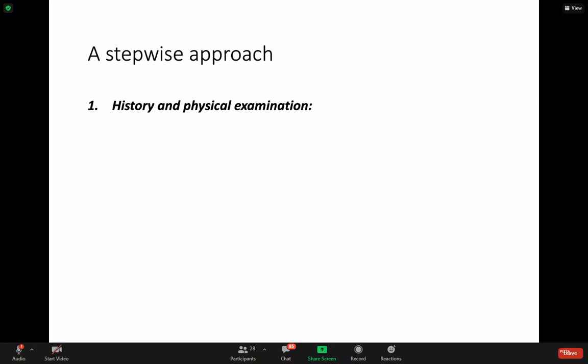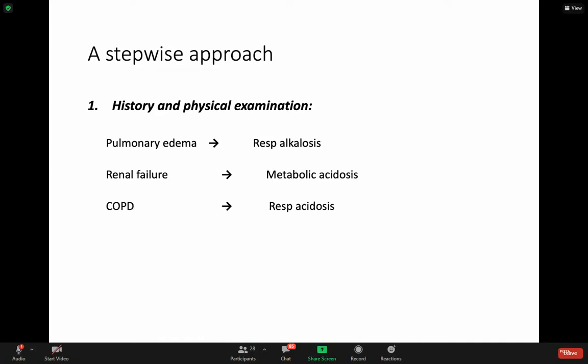يعني أول شيء ناخذ الهيستوري وفيزيكال examination. يعني مثلا واحد عنده heart failure coming in with a short breath, so I would expect him to have respiratory alkalosis. واحد عنده مثلا advanced kidney disease, I would expect him to have يعني metabolic acidosis.